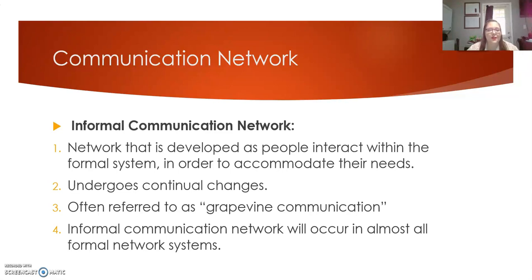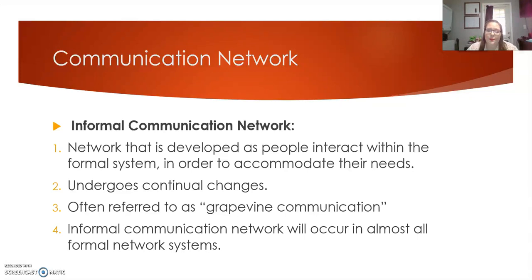The second kind is informal communication network. This is a network that is developed for people to interact within the formal system in order to accommodate their needs. So this is often referred to as the grapevine communication, and that is when one person shares a message and it goes further. So this is often one person shares a message and then they share it with 2 or 3 people, and then they share it with 2 or 3 people until it reaches its final goal within the company.